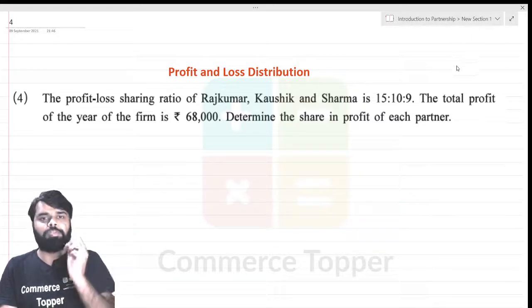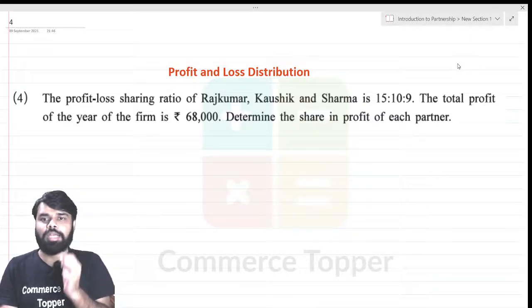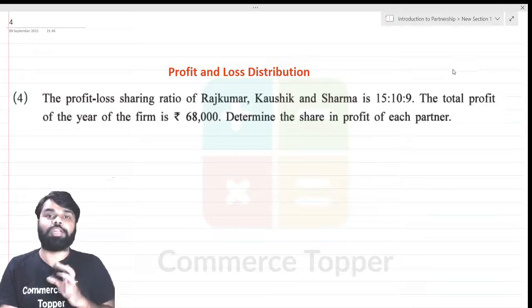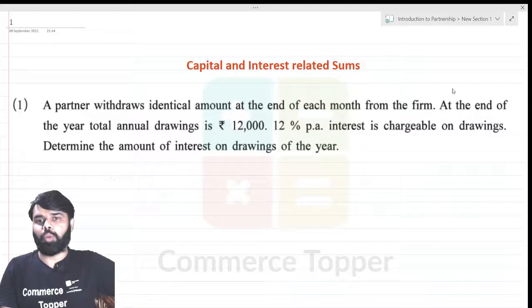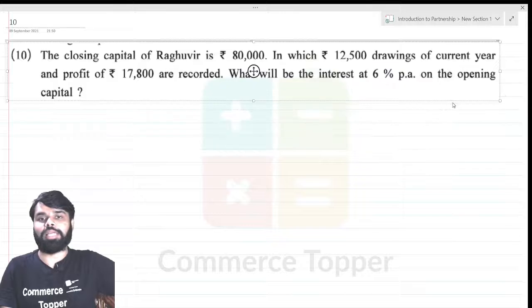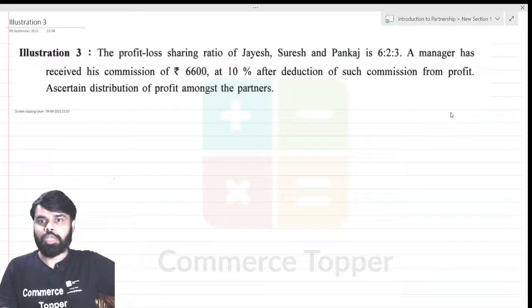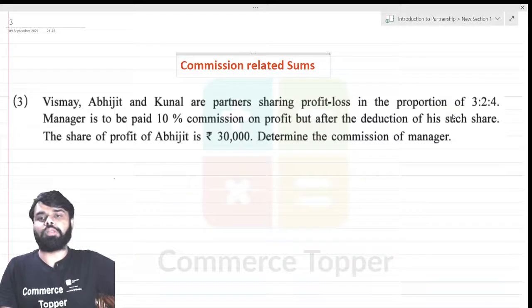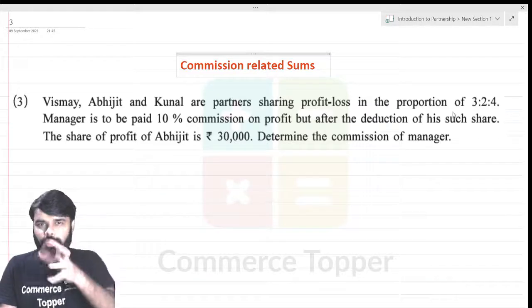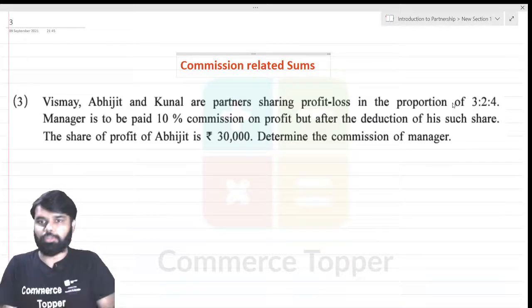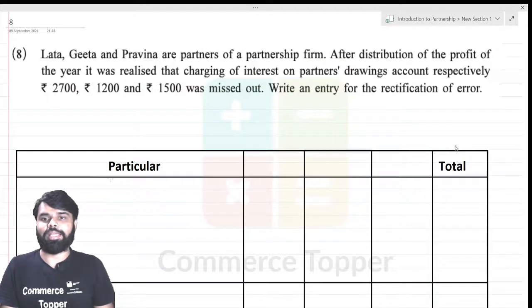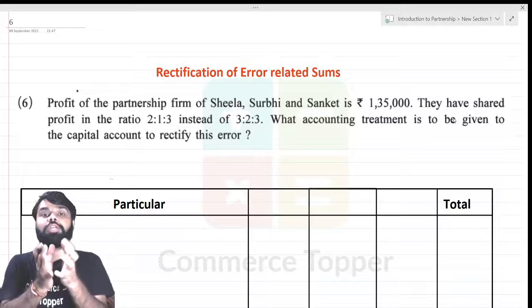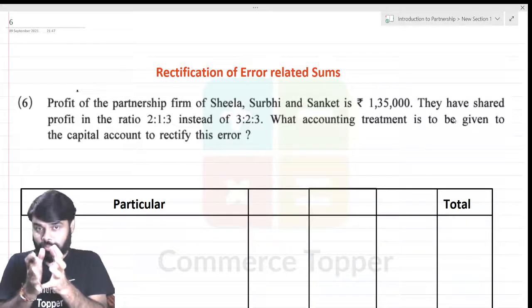Okay, the first segment, question number 4, 9 and 5, is for profit and loss distribution. Okay, 4, 9 and 5. Then question number 1 and 10, as well as illustration number 3, are for capital as well as interest related questions. In question number 3 and 2 there are commission related questions where you need to calculate commission by different methods, whereas 6, 7, 8 and 11 are the questions which are connected with rectification of error related sums.